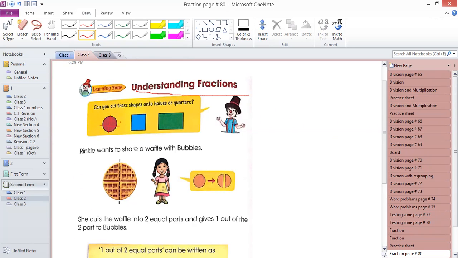It is not equally divided, so I'm going to remove it. This is half. This will be half. This will be quarter. And this will be half. And this will be quarter. We should divide it equally.